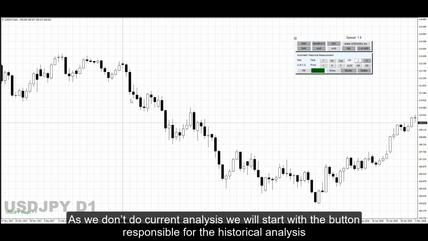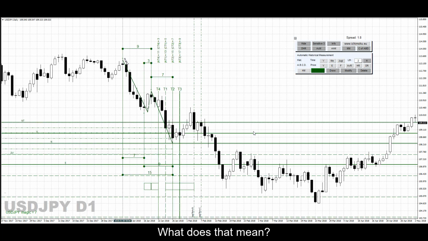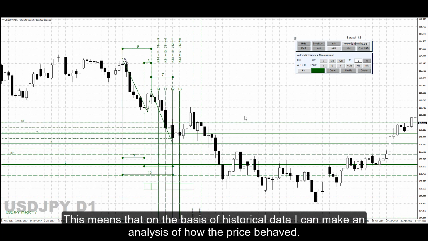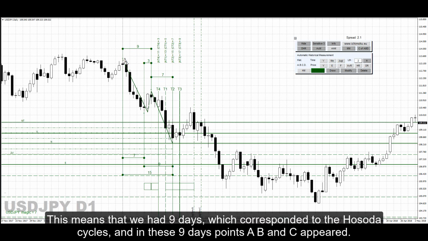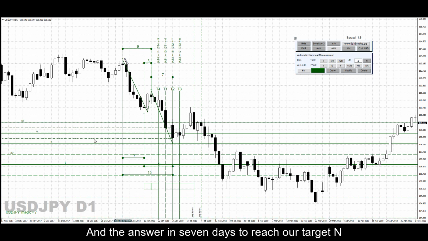As we don't do current analysis, we will start with the button responsible for the historical analysis. What does that mean? This means that on the basis of historical data, I can make an analysis of how the price behaved. What else does that mean? This means that we had 9 days, which corresponded to the Hosoda cycles, and in these 9 days points A, B and C appeared. And the answer, in 7 days to reach our target N.